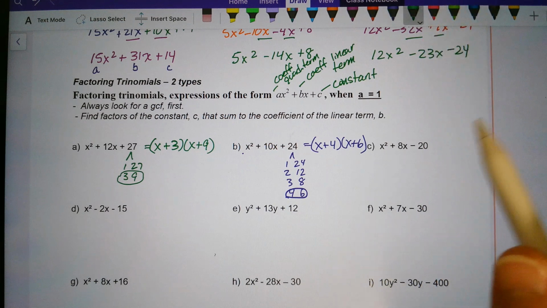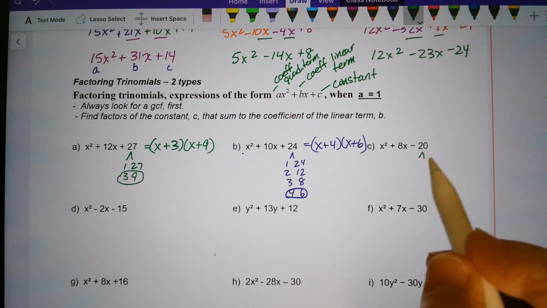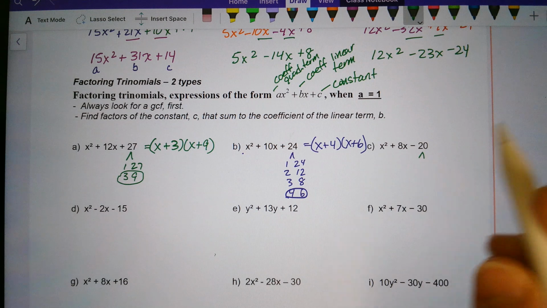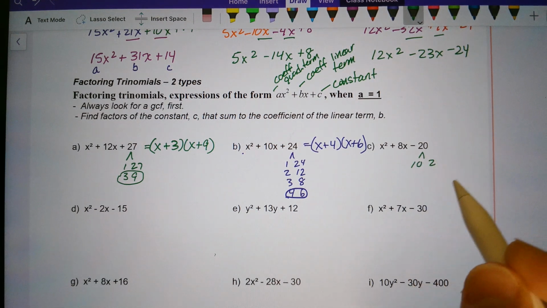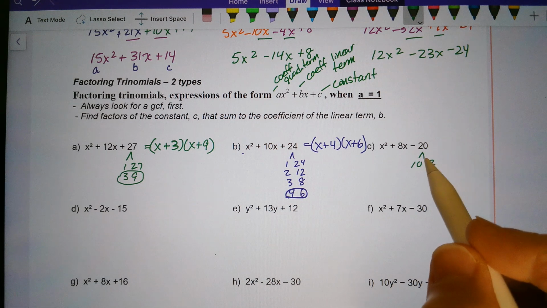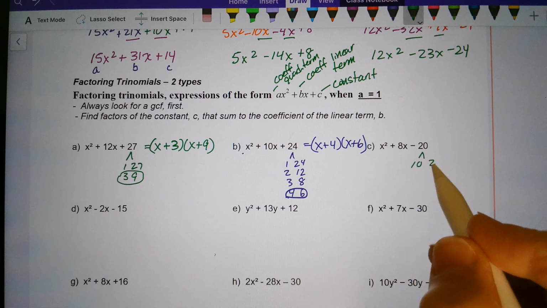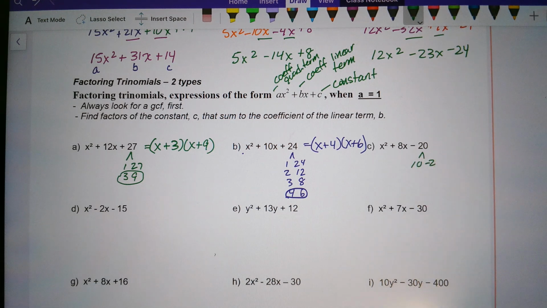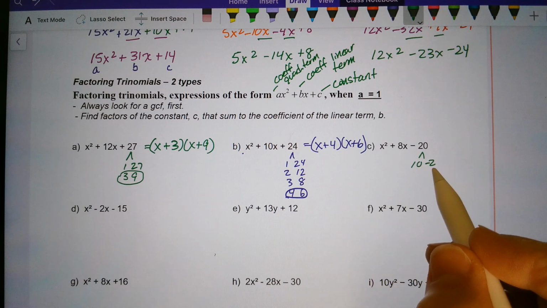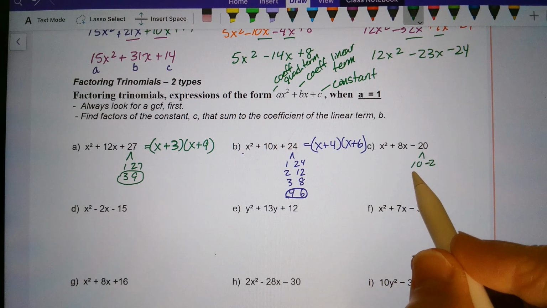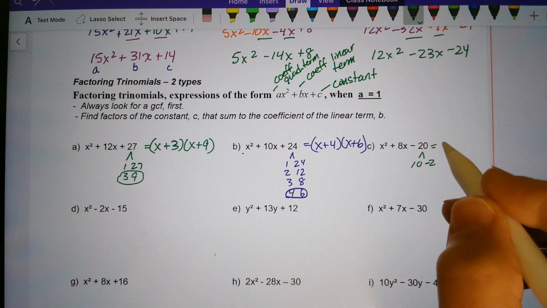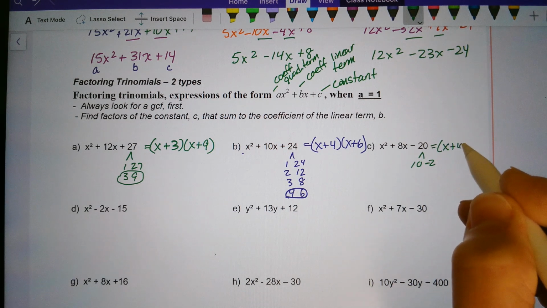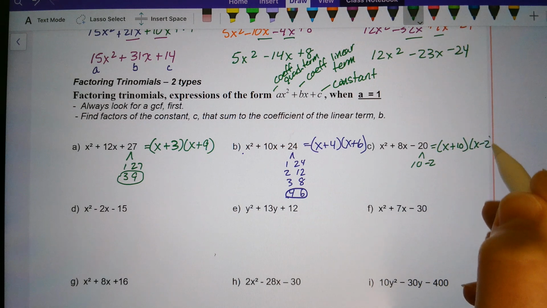C, the factors of negative 20 that sum to 8. Thinking 10 times 2, right? And in order for it to multiply to be negative 20 and sum to a positive 8, the 2 would be negative. Right? 10 times negative 2 is negative 20, and 10 plus negative 2 is positive 8. So this factors into the two binomials, x plus 10 times x minus 2.